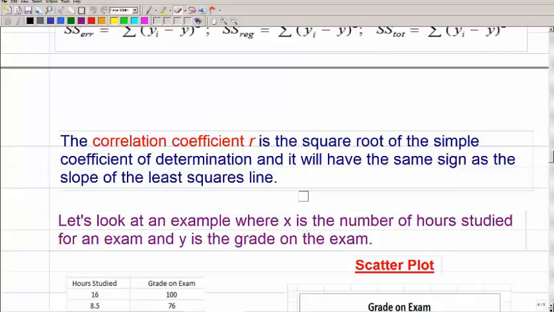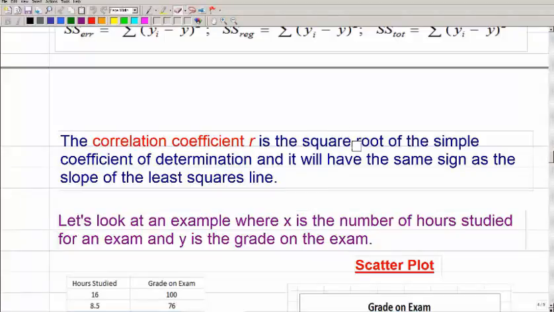So in other words, if R squared, for example, was 0.25 and you wanted to know what R was, the square root of 0.25 is 0.5. But the correlation coefficient could be either positive 0.5 or negative 0.5, depending upon what the slope of the line is.